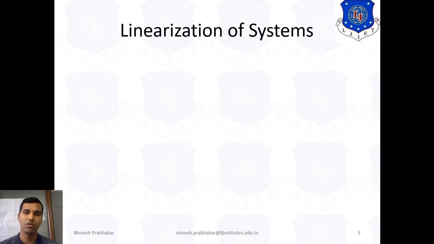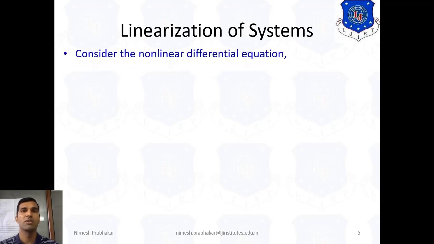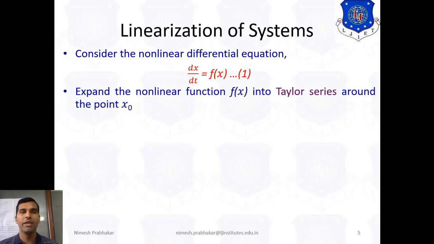So now we start the process of linearization of a system, in other words, the steps of converting a non-linear system into a linear system. Therefore we consider the non-linear differential equation. Suppose we have one dynamic system, and this system has one non-linear equation: dx by dt is equal to f(x). Now we expand the non-linear function f(x) into a Taylor series around the point x0. So in this we use the Taylor series expansion.